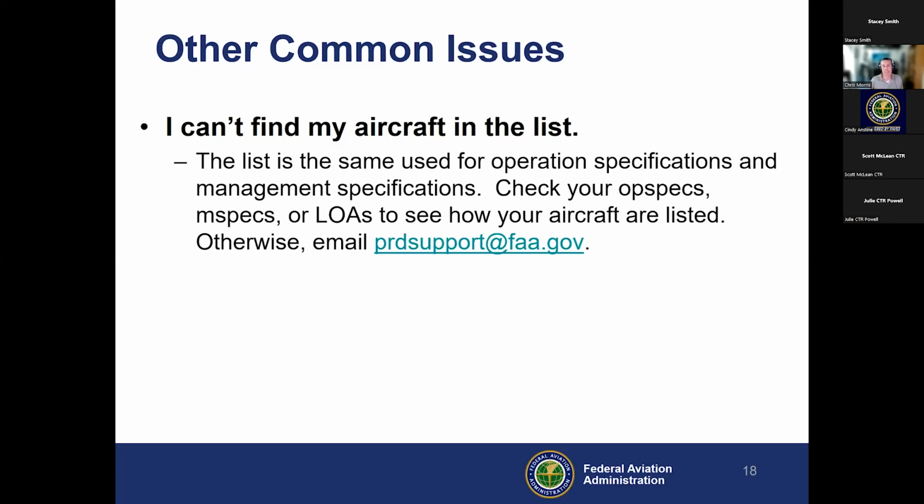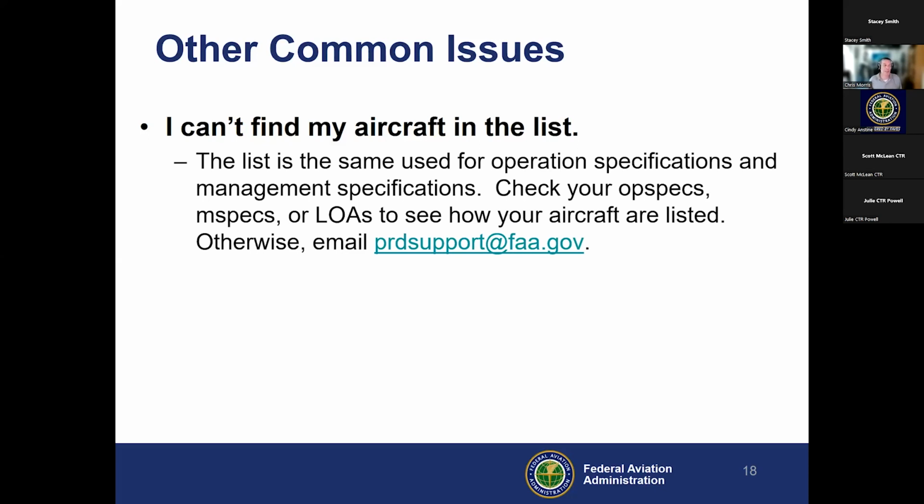So my suggestion is, if you're trying to report a training record but you can't find your aircraft, it's probably just the actual way the aircraft is being abbreviated. I would go look at your op specs and see how that aircraft is listed in op specs, because that's the make model code that you're going to see in PRD.